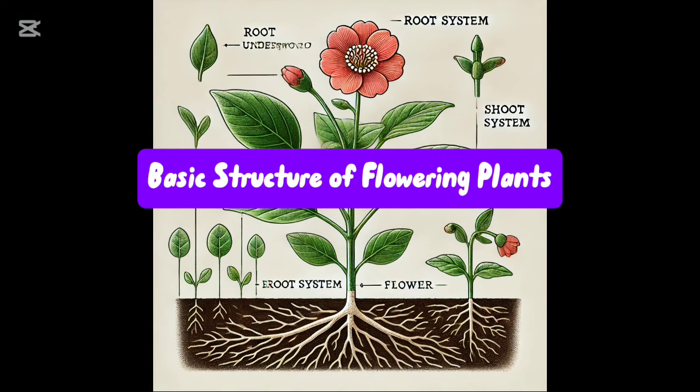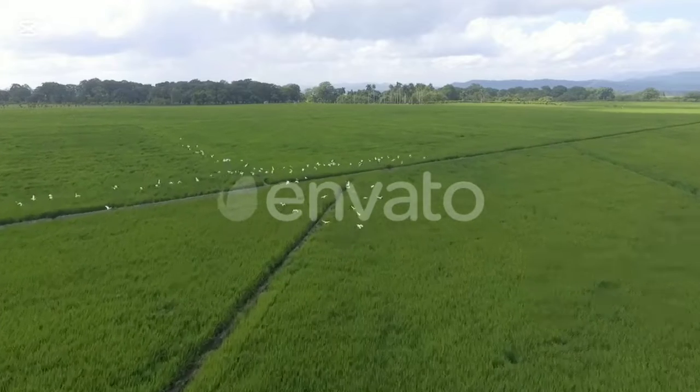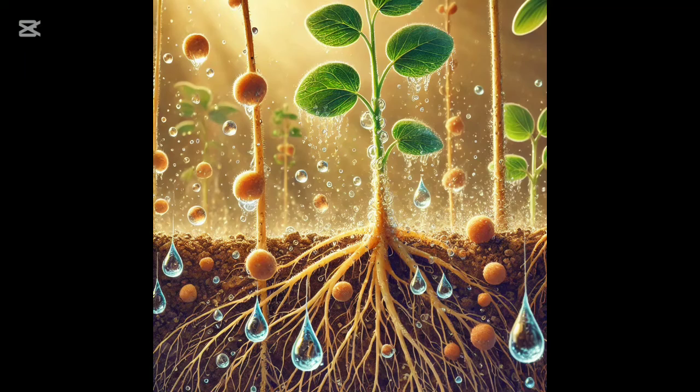1. Basic structure of flowering plants. Flowering plants, also known as angiosperms, are the most diverse group of plants on Earth, with over 300,000 species. These plants have two main systems.